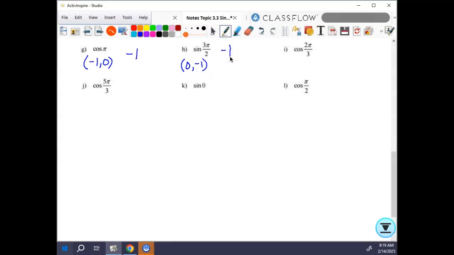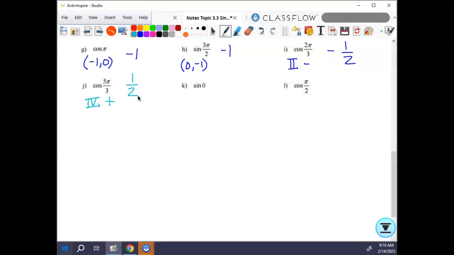All right, 2 pi over 3. What quadrant are we in? Second. Positive or negative? Negative, right? And then cosine of pi over 3 is 1/2. All right, 5 pi over 3. What quadrant are we in? Fourth. Positive or negative? Positive. Cosine of pi over 3 is 1/2.